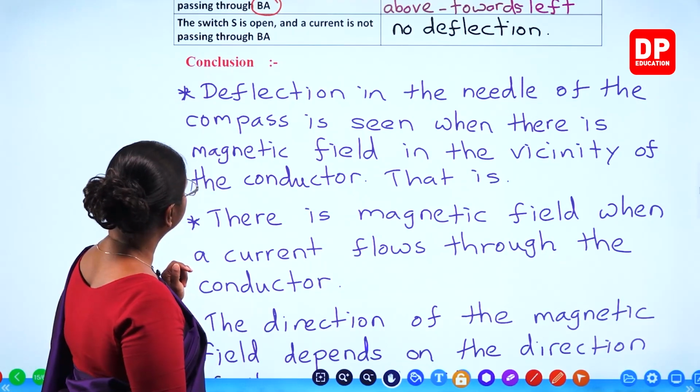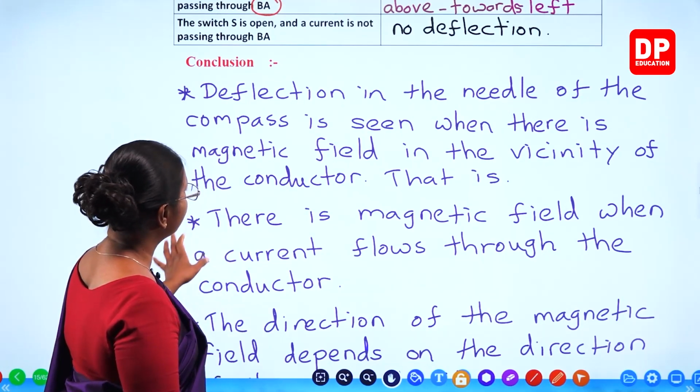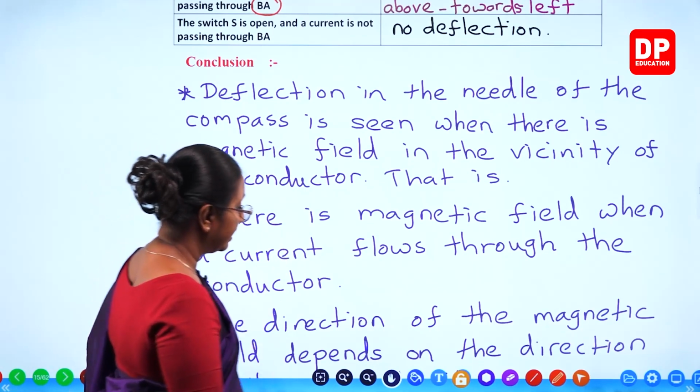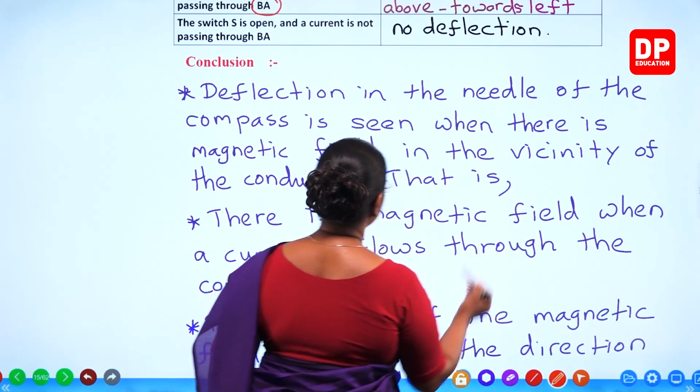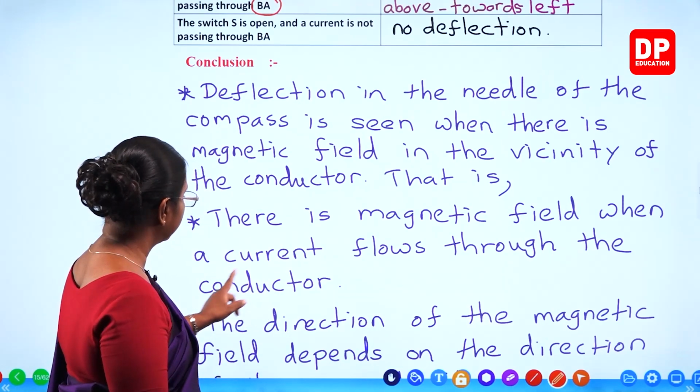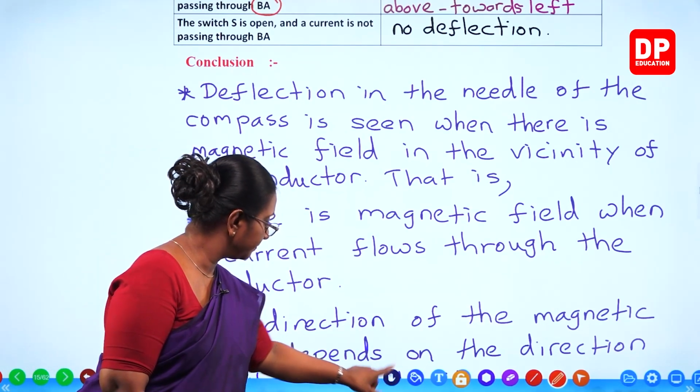Deflection in the needle of the compass is seen when there is magnetic field in the vicinity of the conductor. That is, there is magnetic field when a current flows through the conductor. That is one.